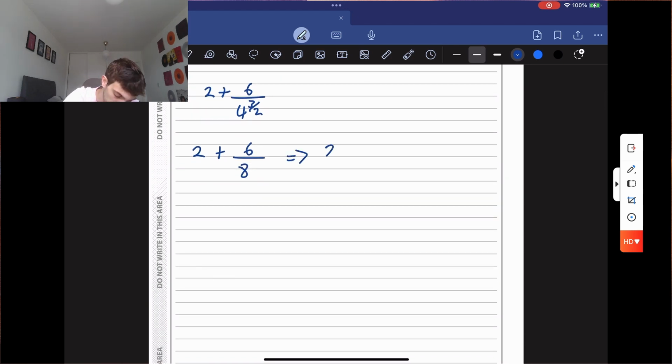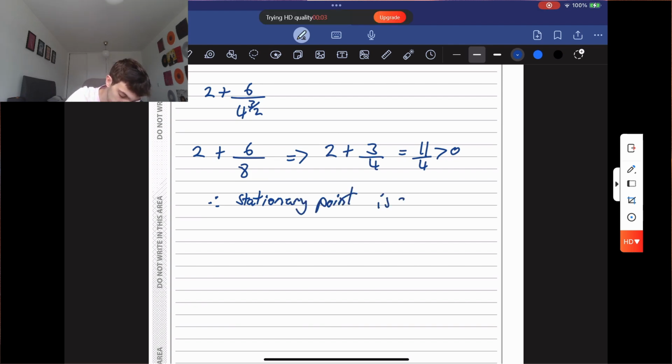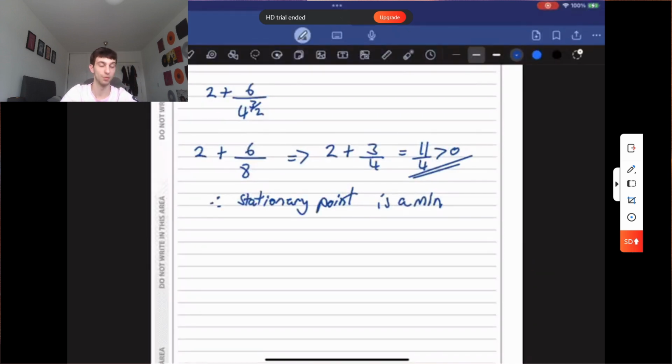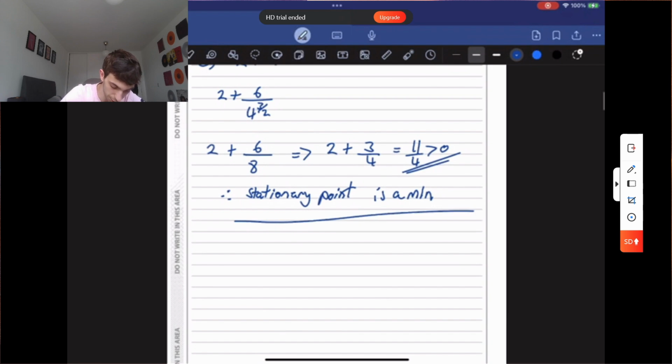This is the same as writing 2 plus 3 quarters, which equals 11 over 4, which is indeed larger than 0. Therefore, because we have a positive second derivative, our stationary point will be a minimum. It's a min, because our second derivative when x equals 4 is positive. And that's the answer to question 2.